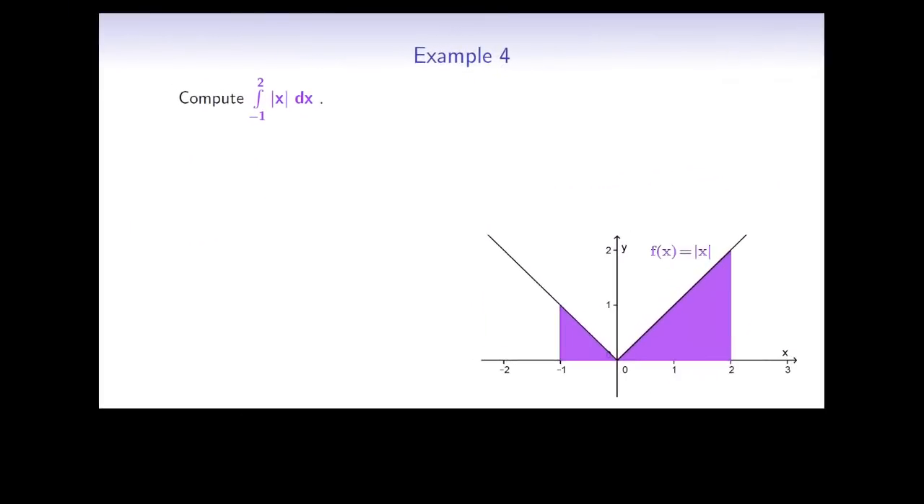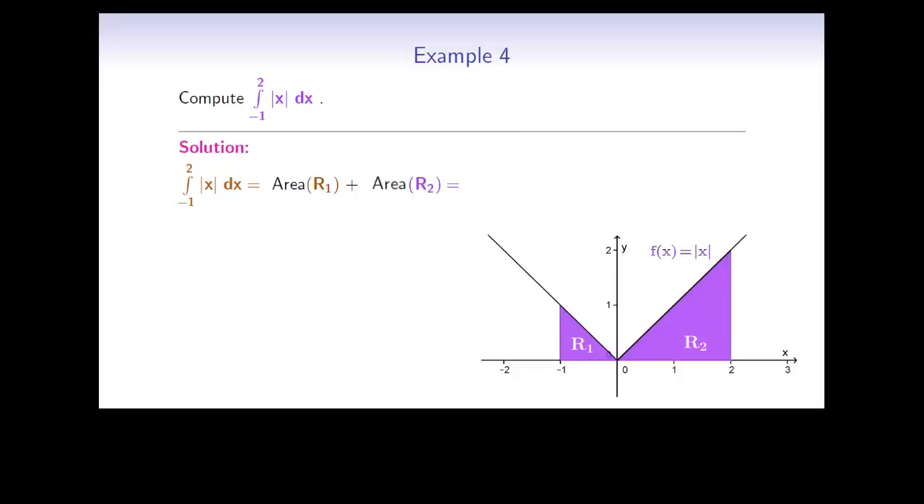Here is one last example in which we use geometry to compute a definite integral. Compute the integral from negative 1 to 2 of the function absolute value of x, dx. If we look at the diagram, we see that this integral represents the sum of the areas of two triangles. So when we add up the areas of the two triangles, we get 1/2, that's the area of R1, plus 2, which is the area of the triangle R2. The final answer is therefore 2.5.